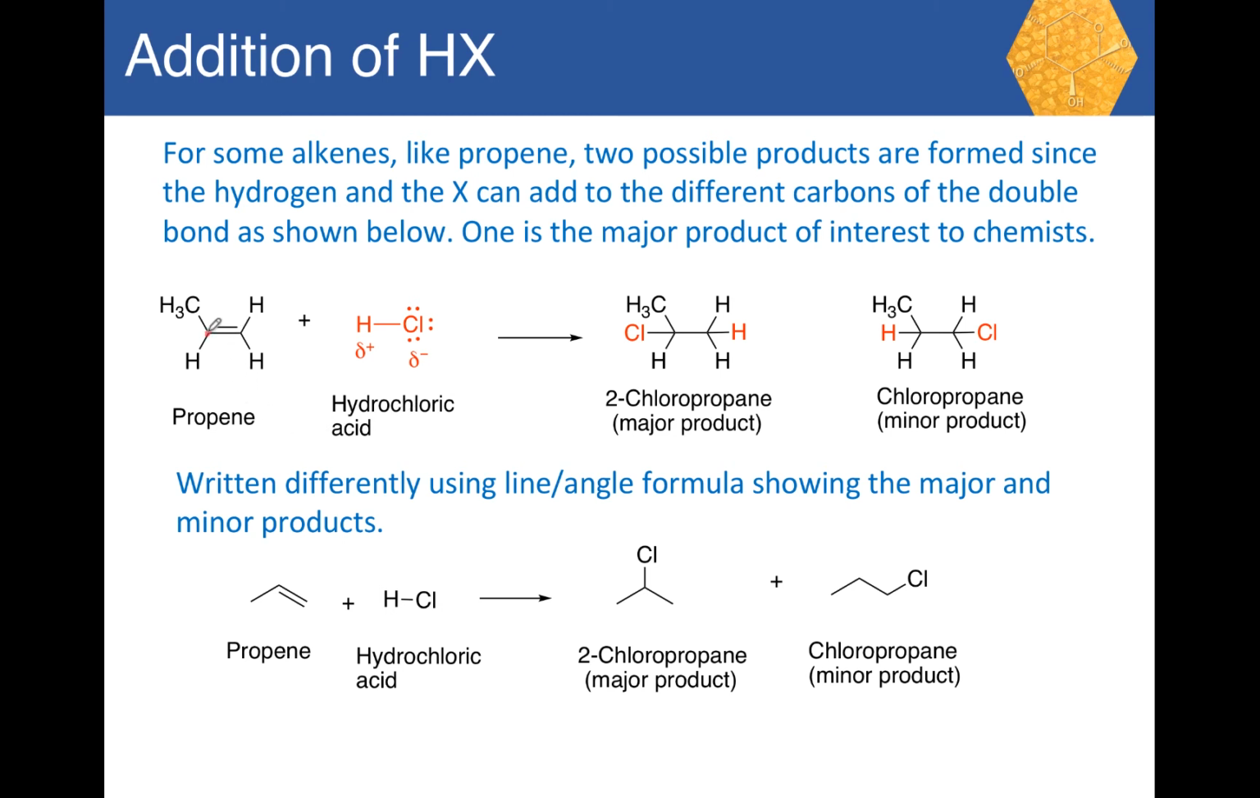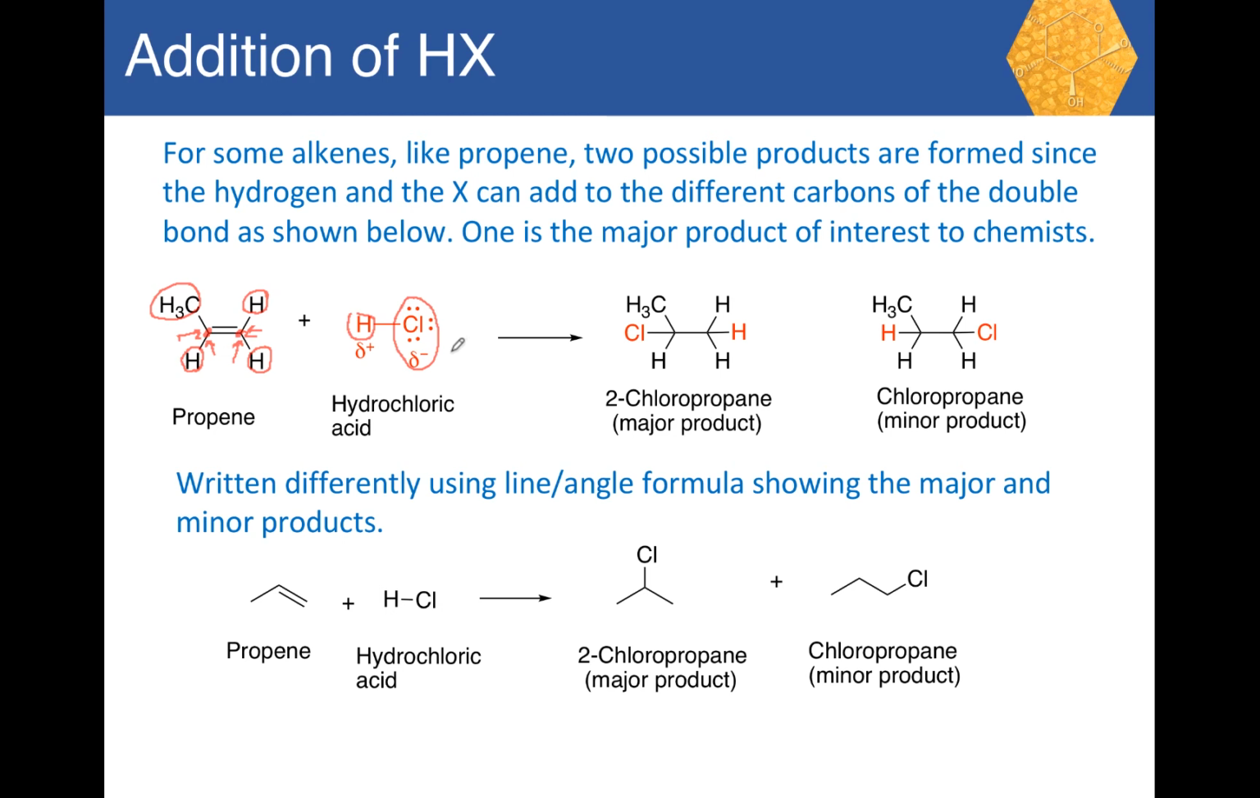Notice that this alkene has a carbon that has one hydrogen and a methyl group, and this carbon has two hydrogens. So they are different carbons. As a chemist and a good observer, you can see that this hydrogen can add to this carbon or to that carbon. Likewise, this chlorine, or the chloride, can add to that carbon or to that carbon. Bottom line is there are two possible products.